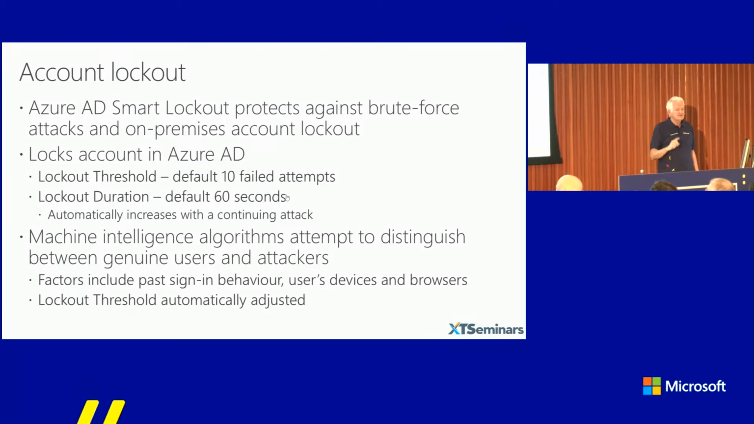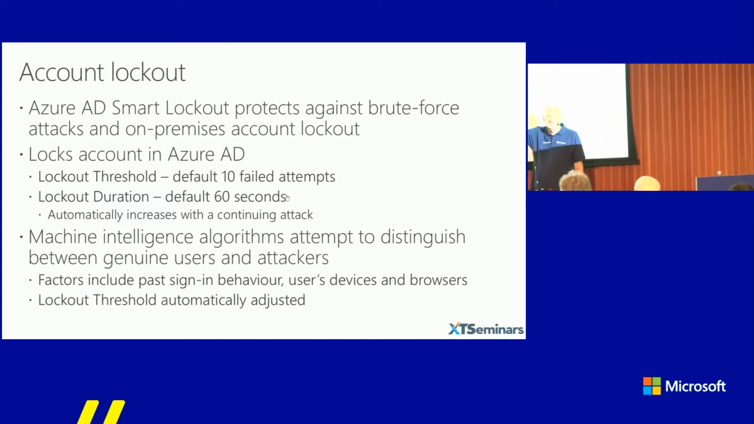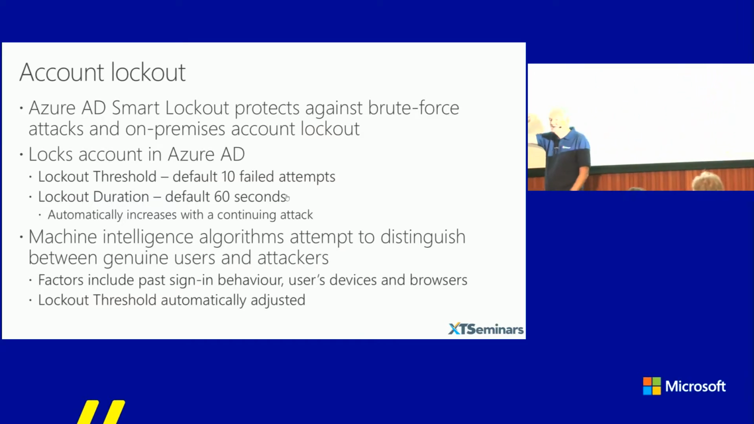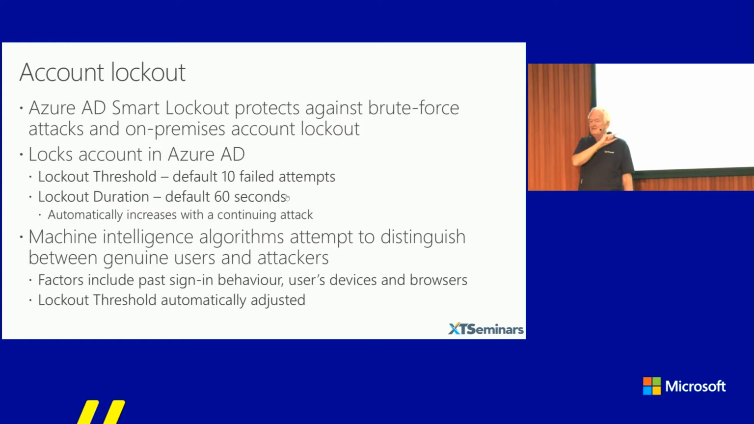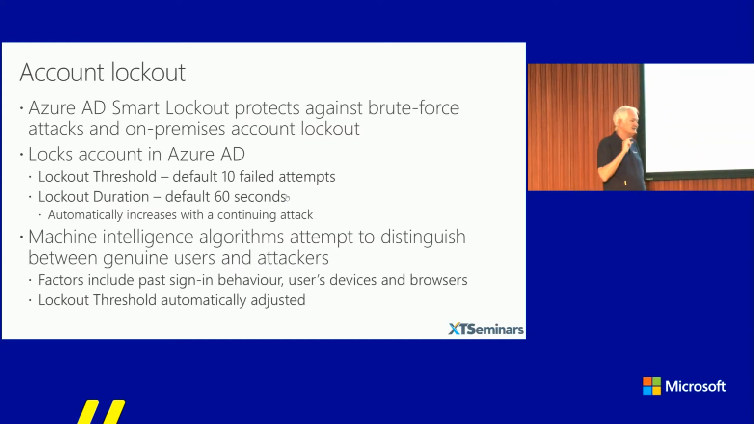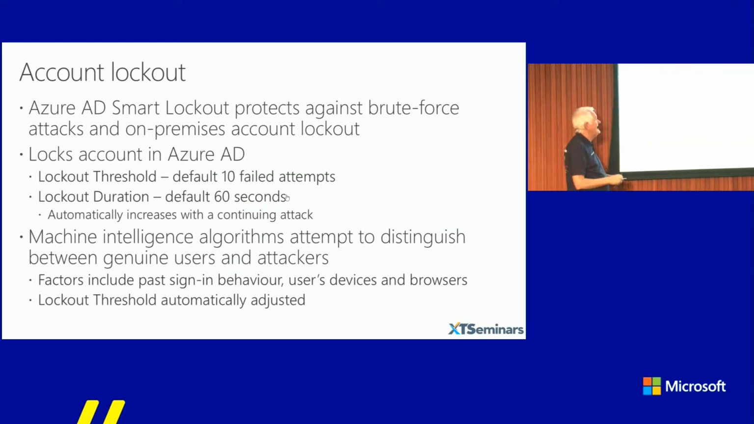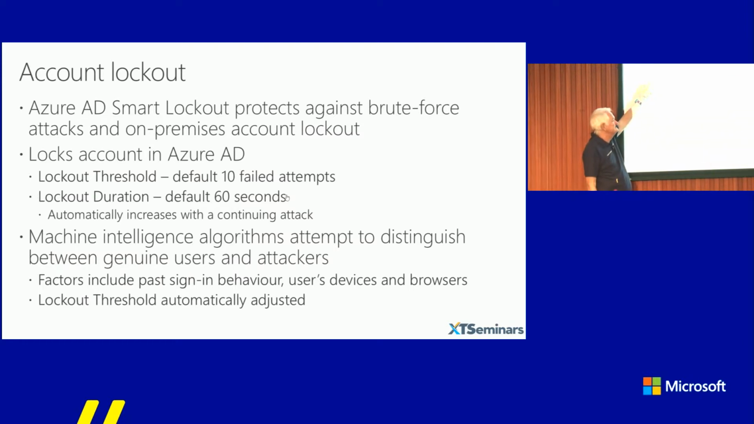Account lockout. This is something we have to deal with because now we're gathering username and password in the cloud and we're passing it through to on-prem. So we could do an attack and actually force account lockout on premises. So we need to protect against that. And in the cloud, we actually have an Azure AD account lockout, and the default is 10 failed attempts, and it locks you out for 60 seconds. If you do it again, it locks you out for longer.